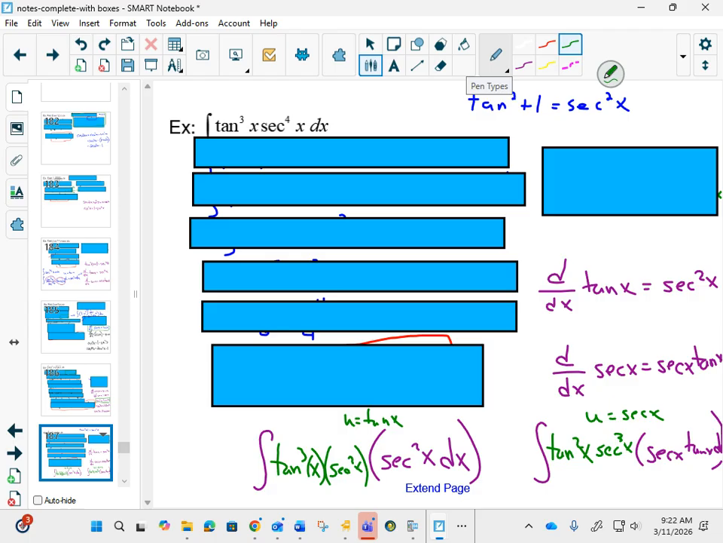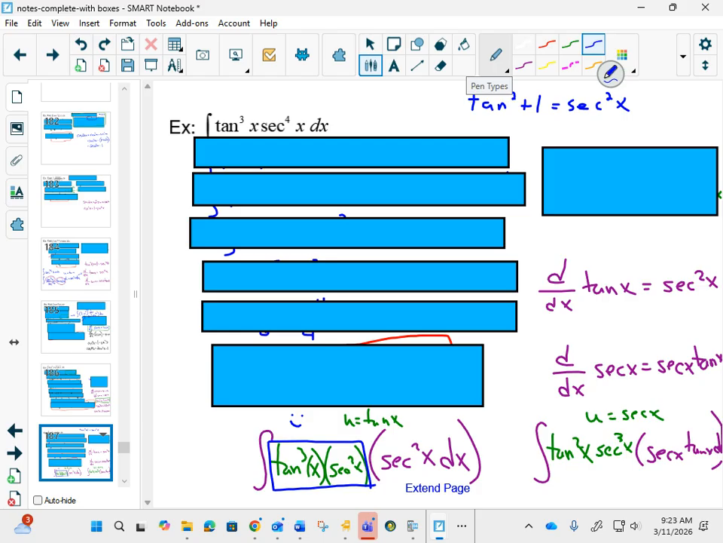So the question becomes, if I'm making my u tan x, I need to make all of this in the green with tan. Is that possible, to change the secant squared to just be tan? Yes. I could do tan squared x plus 1. This makes me happy. This one's going to work.